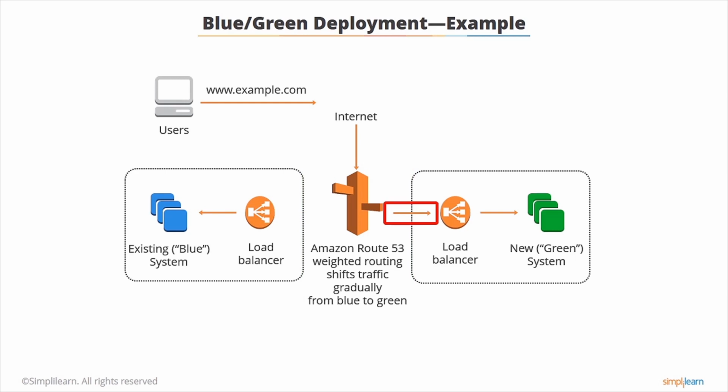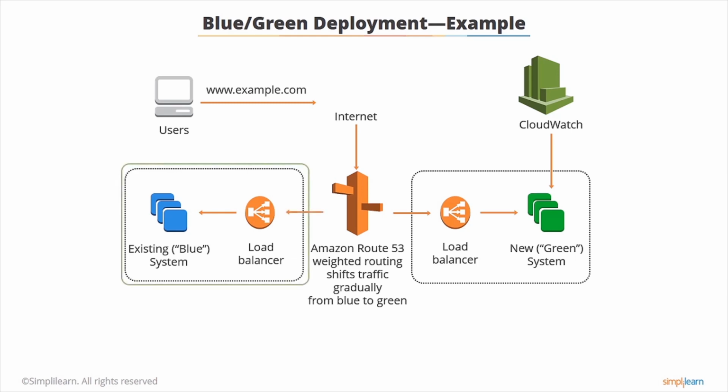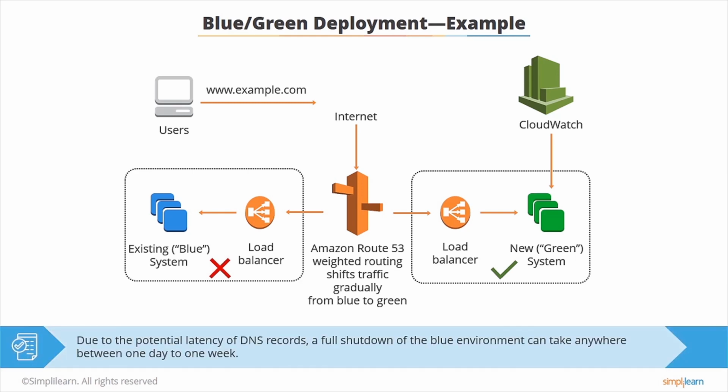Technologies such as CloudWatch and CloudWatch logs can be used to monitor the green environment. If problems are found in the new environment, weighted routing can be used to shift users back to the running blue servers. Once the new green environment is fully up and running without issues, the blue environment can gradually be shut down. Due to the potential latency of DNS records, a full shutdown of the blue environment can take anywhere between 1 day and 1 week.